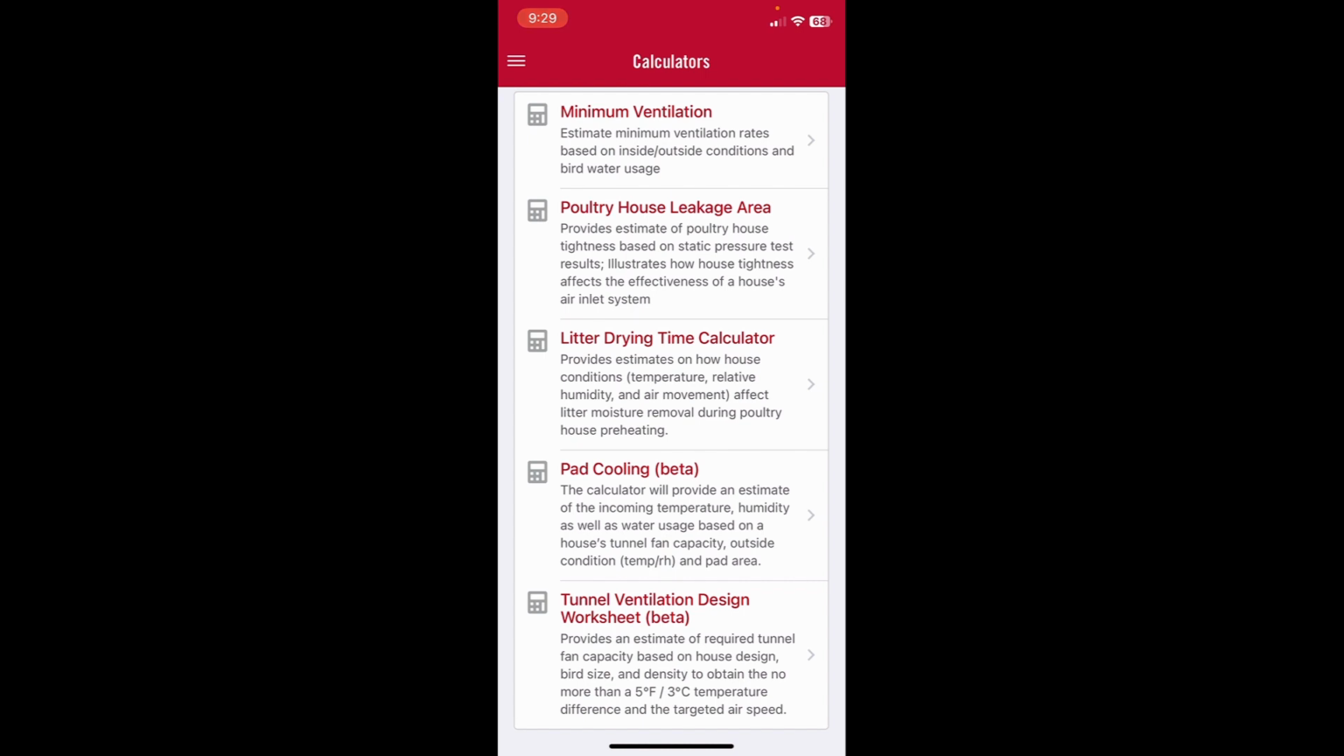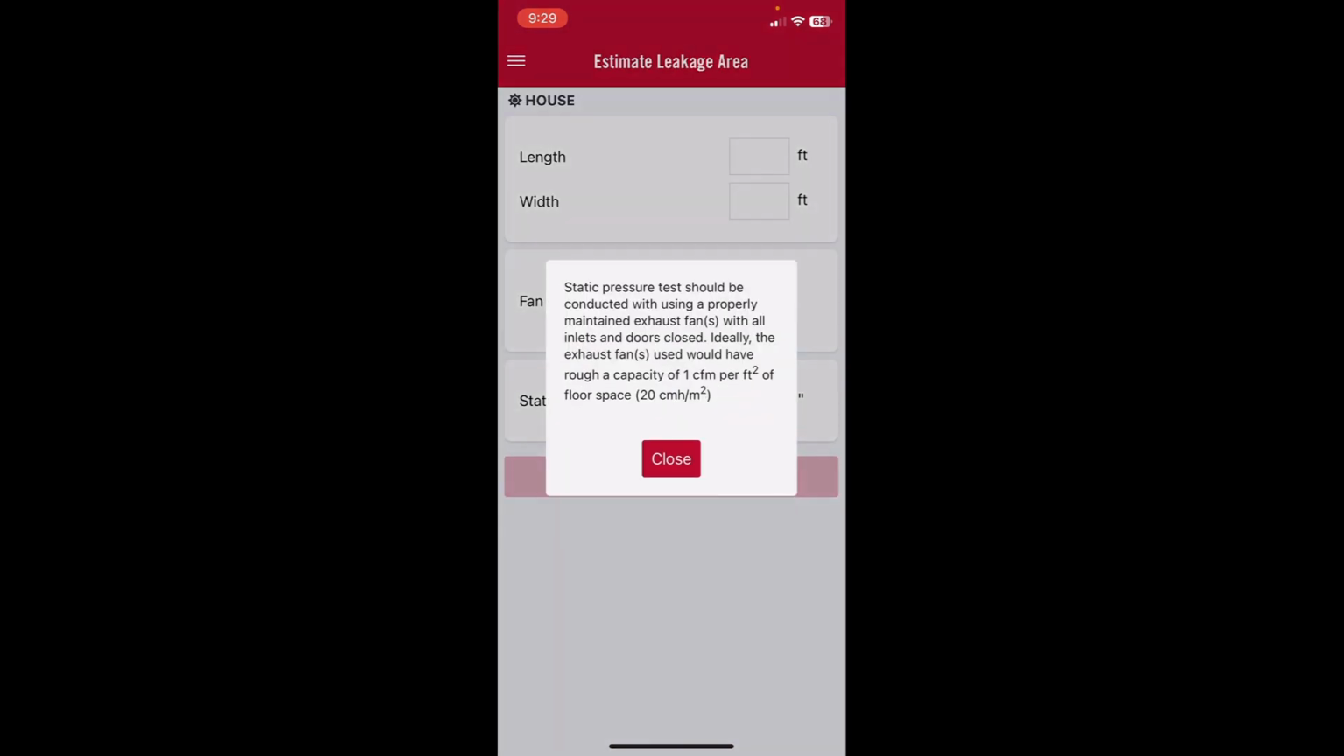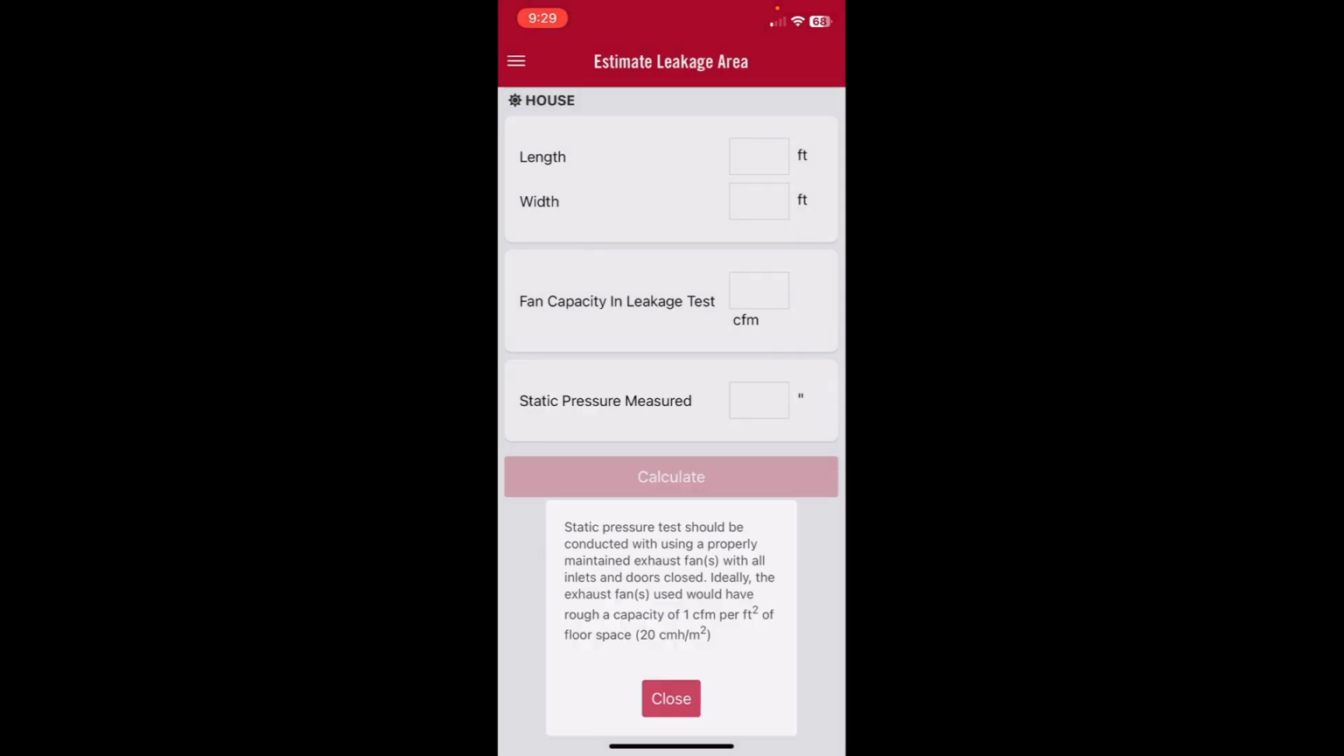So to use the app, you click on Poultry House Leakage Area Calculator. A message comes up saying that you generally should use about 1 CFM per square foot of floor space in fan capacity when conducting the pressure test. So for a 20,000 square foot house, we're looking for somewhere around a 20,000 CFM fan. Could be 15, could be 25, could be 27, but we're looking for something in that ballpark.